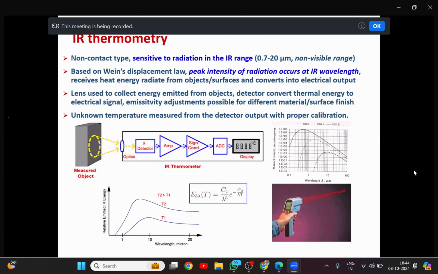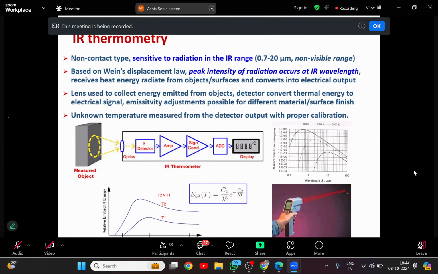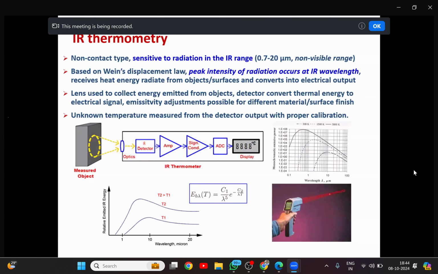Okay, so typically if you have used an IR thermometer, it looks like this. There is a light coming out, and this laser light is not the IR that we are talking about. This is only for making sure that you are pointing at the right surface. It is just a guiding light. If you have so many structures in a complicated machine and you want to point out a particular surface, you use this laser pointer to point at the surface.